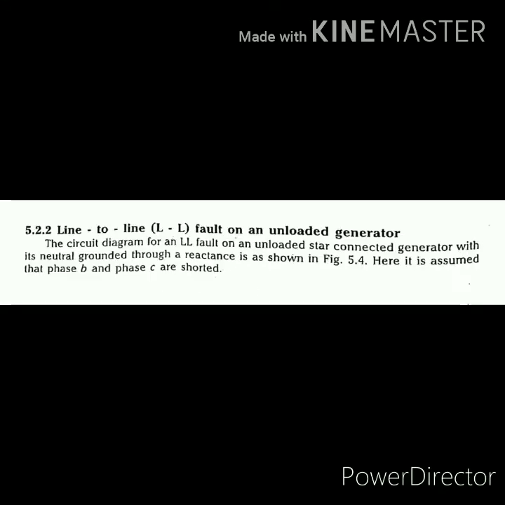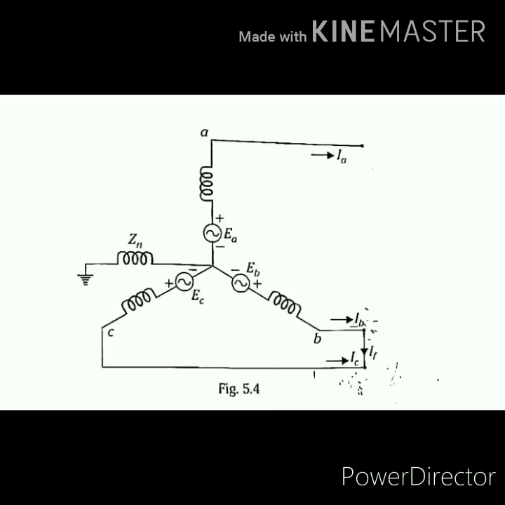Next we'll move on to the second type of fault, line to line fault on an unloaded generator. Just look at the circuit diagram. Here the neutral is again grounded through a reactance as shown in the figure, and we are assuming that phases B and C are shorted. As soon as B and C are shorted, IA, since it's open, becomes equal to 0.